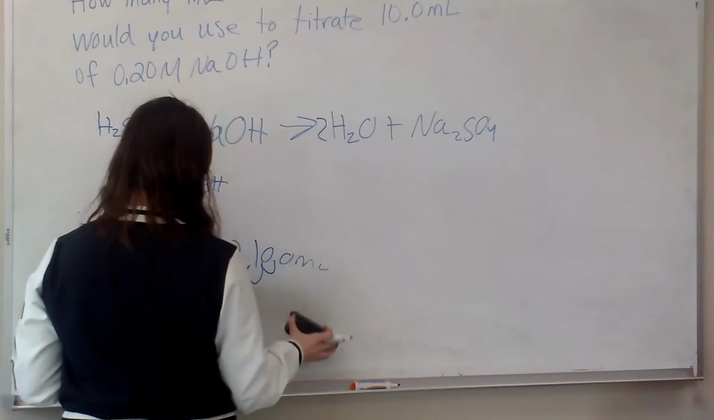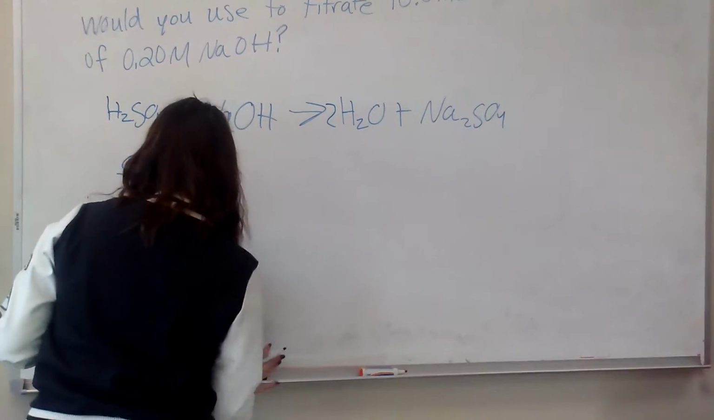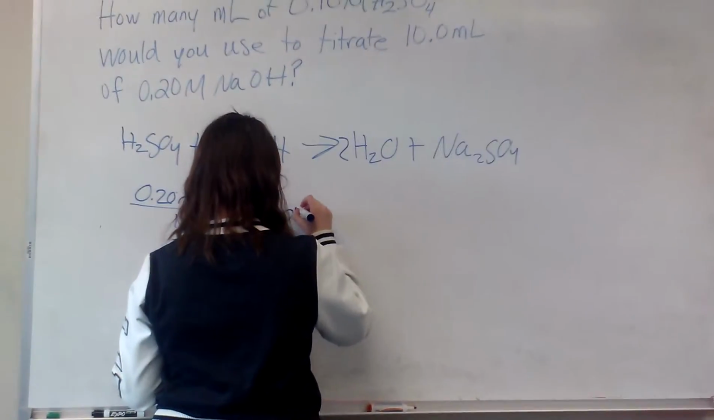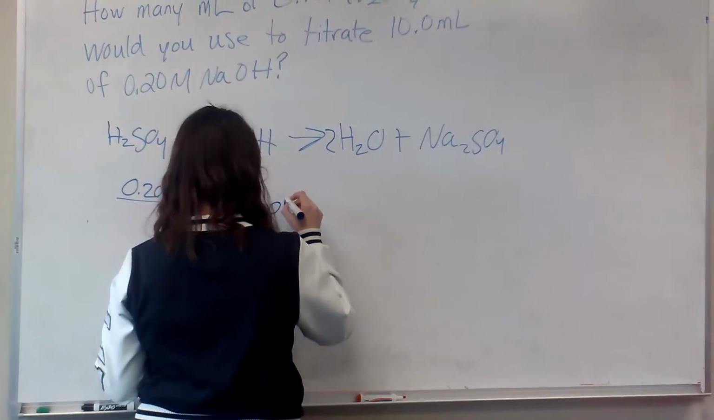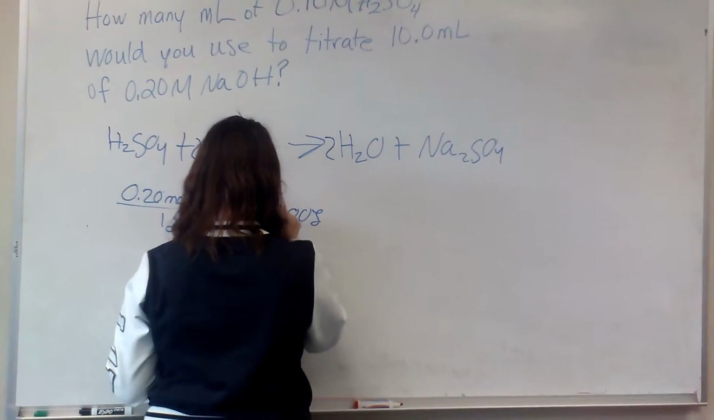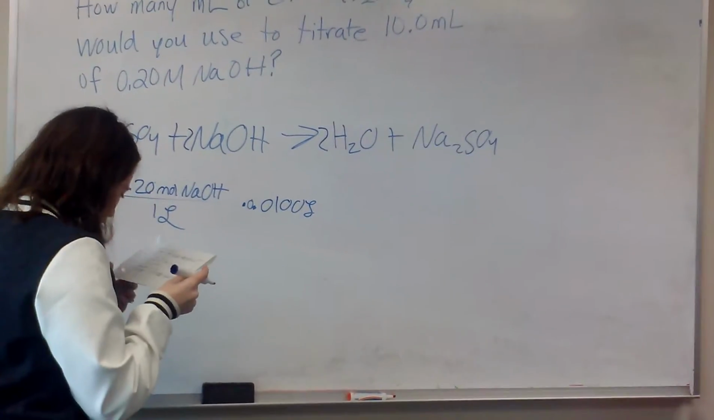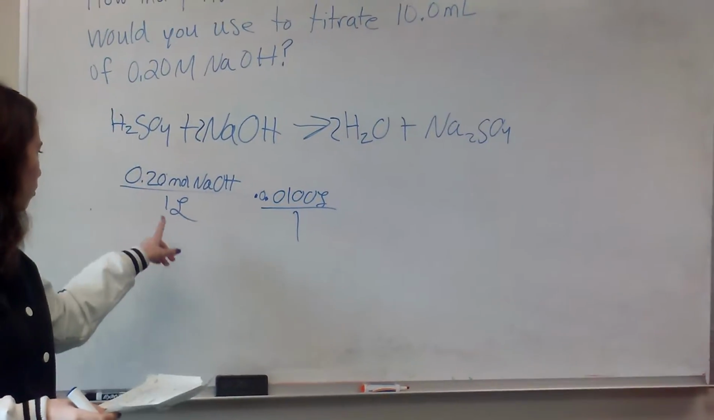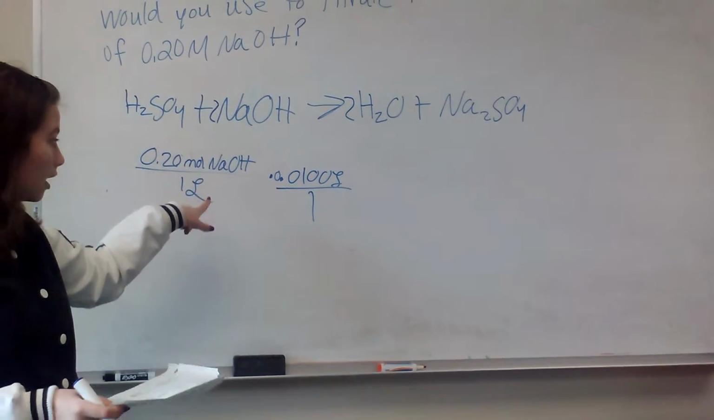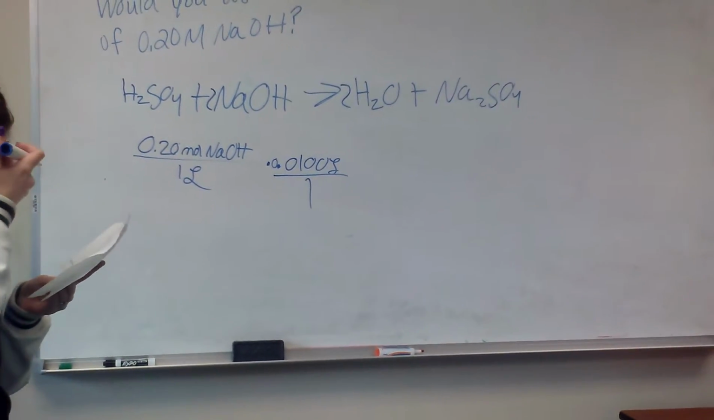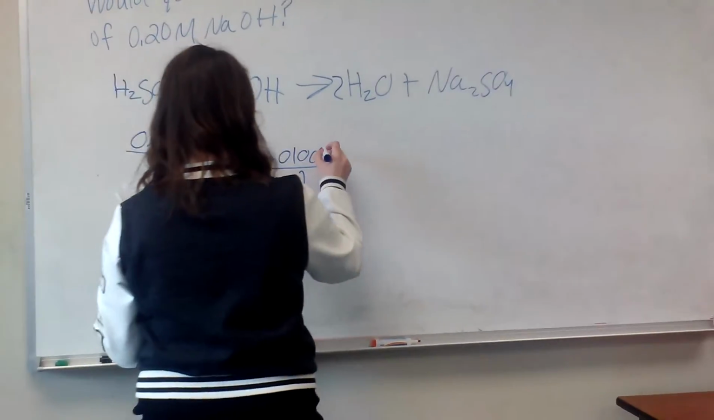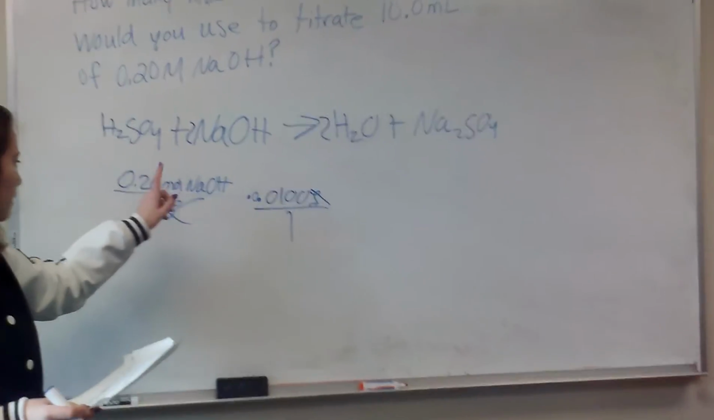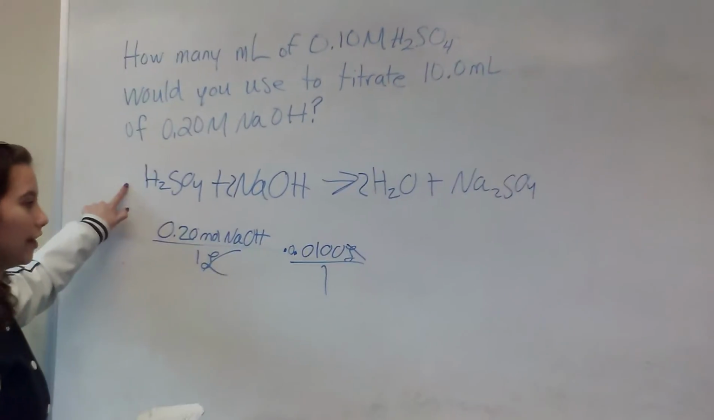So now we have times 0.0100 liters, and then just put a little 0 there, over 1. So now we've converted the milliliters of NaOH to liters of NaOH. And you can cancel your liters. Good. Okay, so now we need to convert the moles of NaOH to moles of H2SO4.